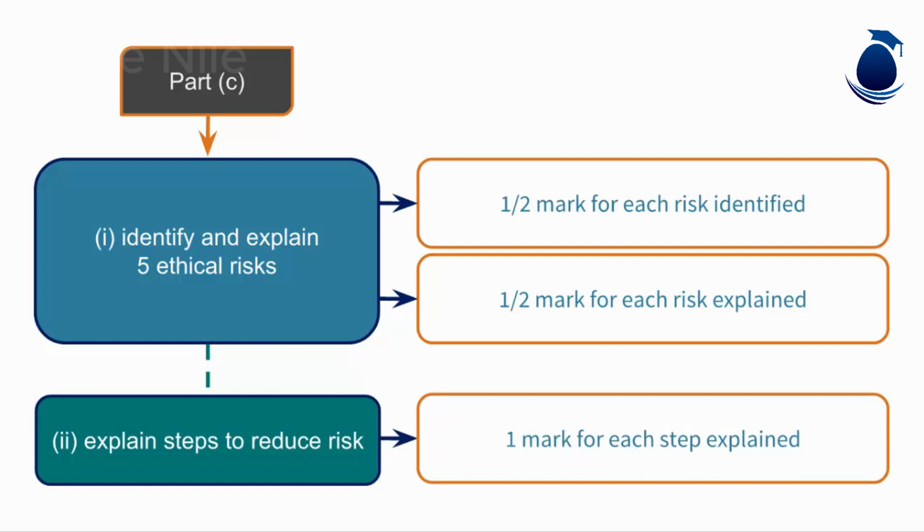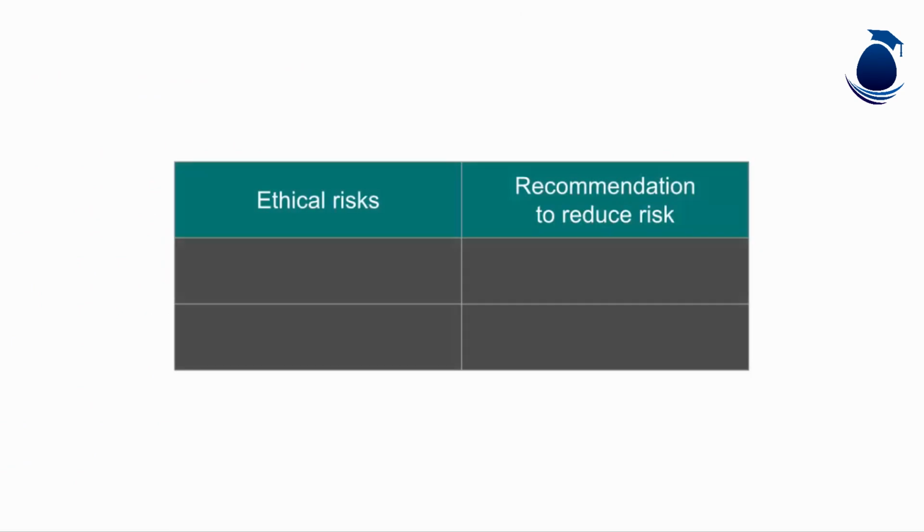the risk. The best approach to structuring your answer would be to head up 2 columns, ethical risk and recommendation to reduce risk. You can then answer all the requirements side by side clearly. This will make it more organized for you, as you are less likely to miss something out. It will also make it easier for the marker to identify and allocate marks to you.